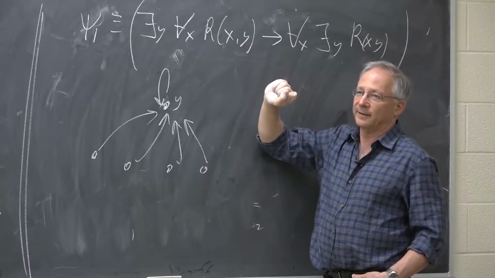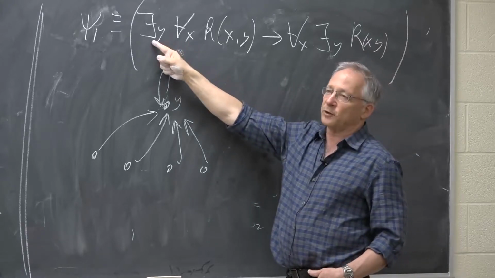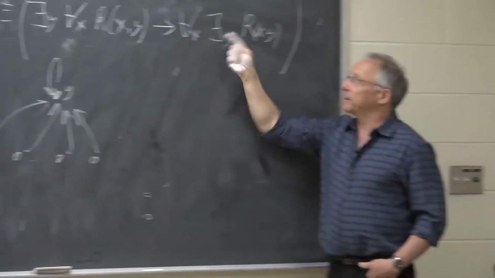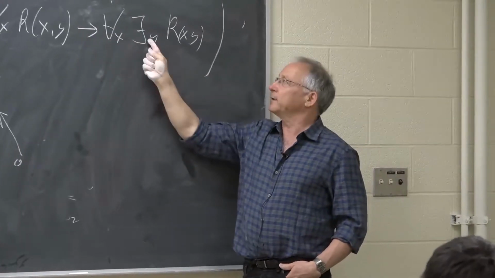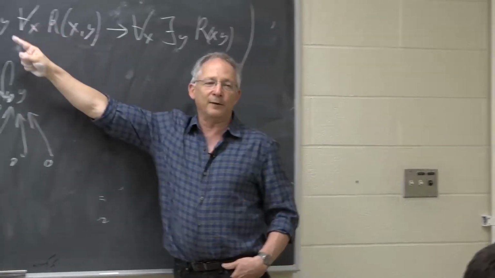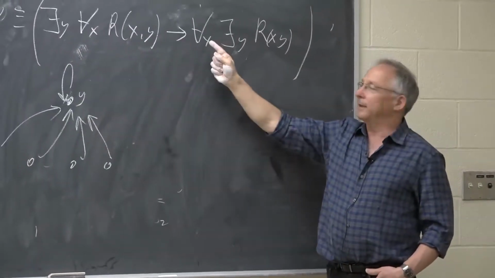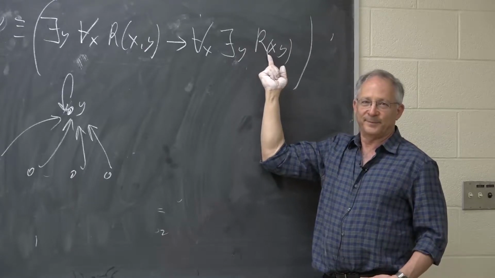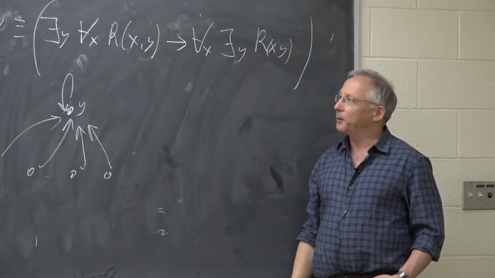So this says x loves y. So this says there exists some rock star such that every person likes this rock star. And this formula says for every person there is a rock star that he loves. So if you have a rock star that everybody loves, then everybody has someone that he loves. That's what this formula says.